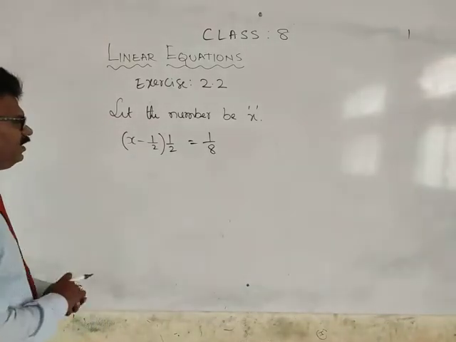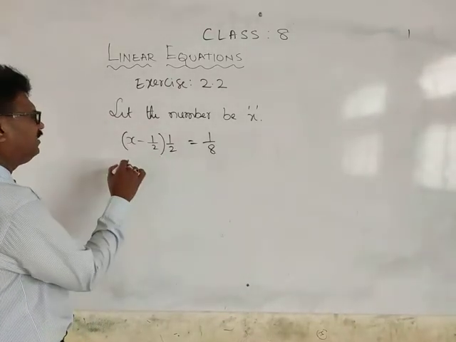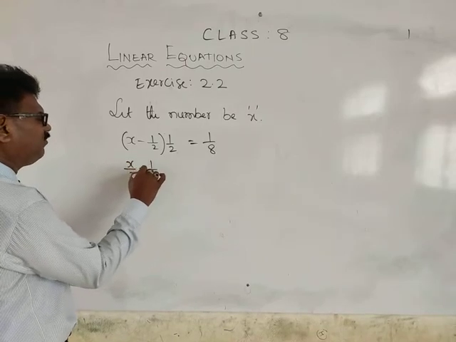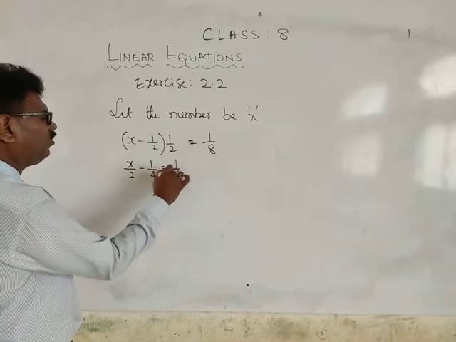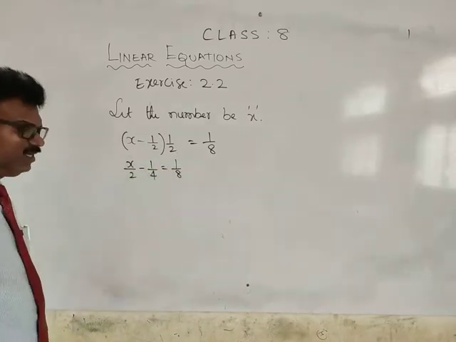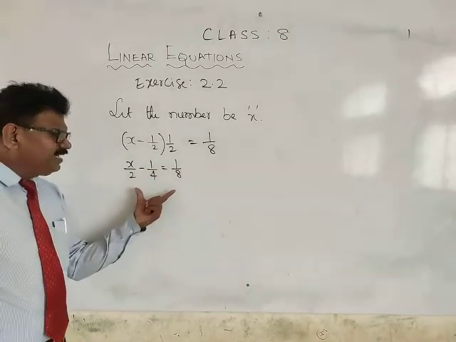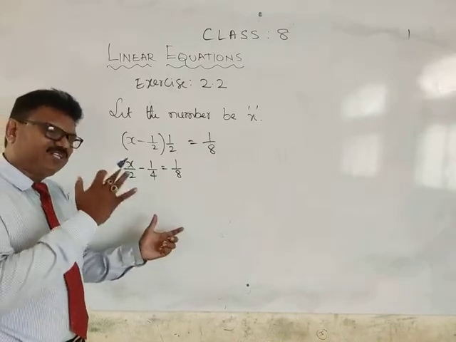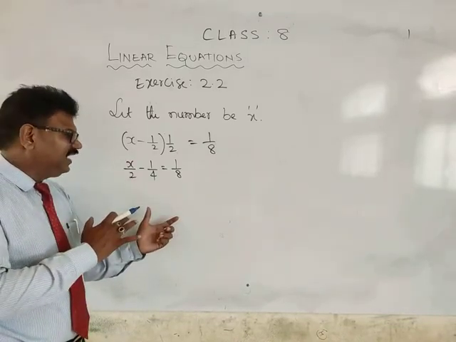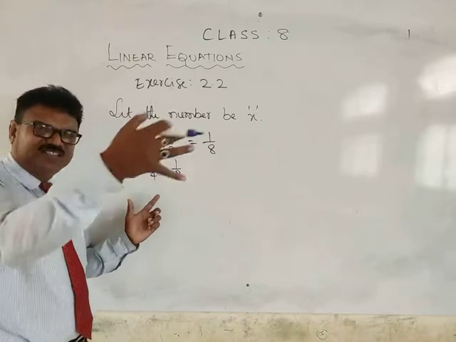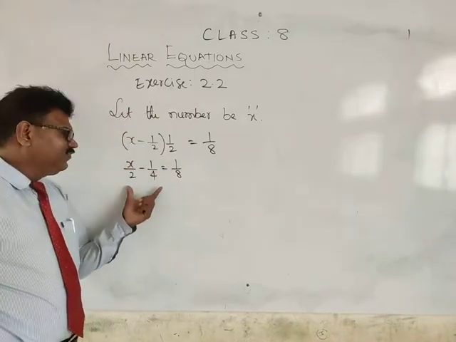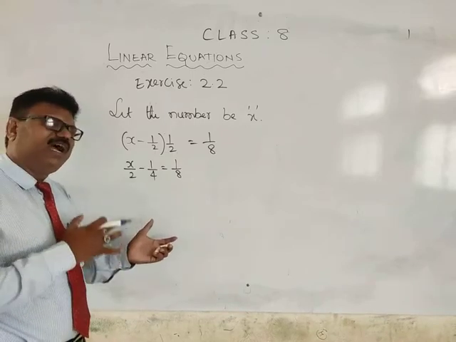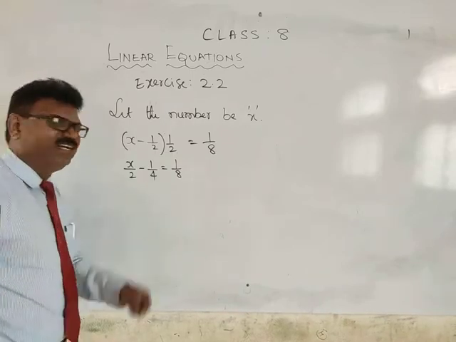Now very simple. Now take 1 by 2 inside. x by 2 minus 1 by 4 equal to 1 by 8. See, when you are solving linear equations like this, unknowns will be on one side, and numbers will be on the second side. Did you understand? If you are taking the variables on the left hand side, the numbers will be on the right hand side.